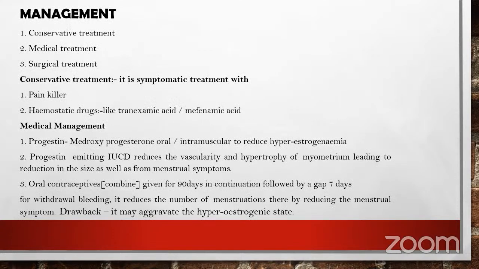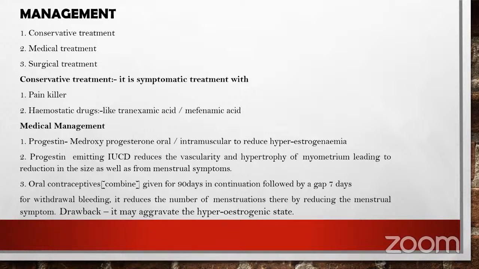Management: conservative treatment, medical treatment, and surgical treatment. Conservative treatment is symptomatic treatment with painkillers, hemostatic drugs like tranexamic acid and mefenamic acid. Medical management is progestin, medroxyprogesterone oral or intramuscular to reduce the hyperestrogenemia.